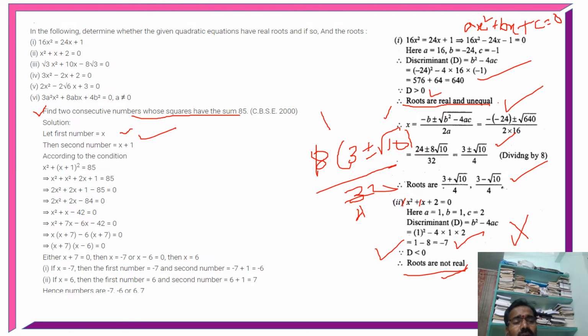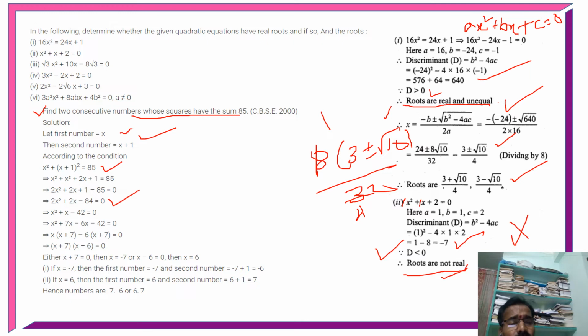So according to the condition, the sum of squares, (x² + x + 1)² is equal to 85? We know the (a + b)² formula, a² + 2ab + b². So x² + x², 2x² + 2x + 1, and 85 changes to minus 85. So finally we have 2x² + 2x − 84 = 0.